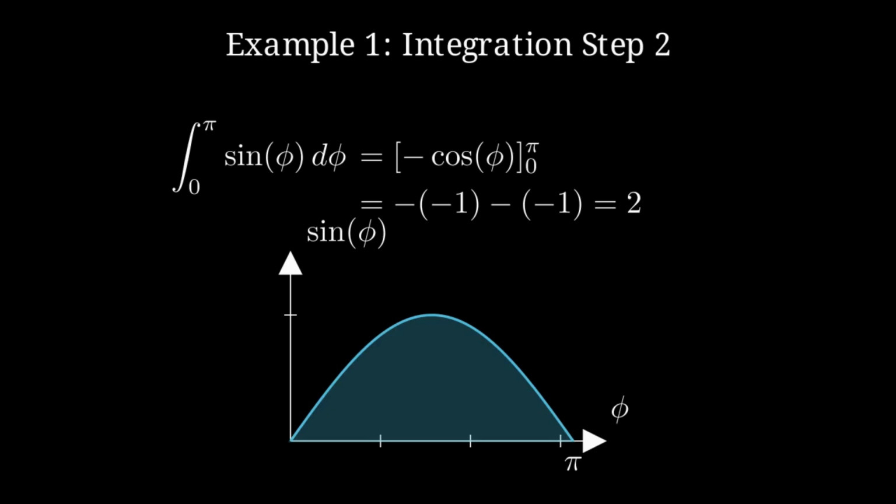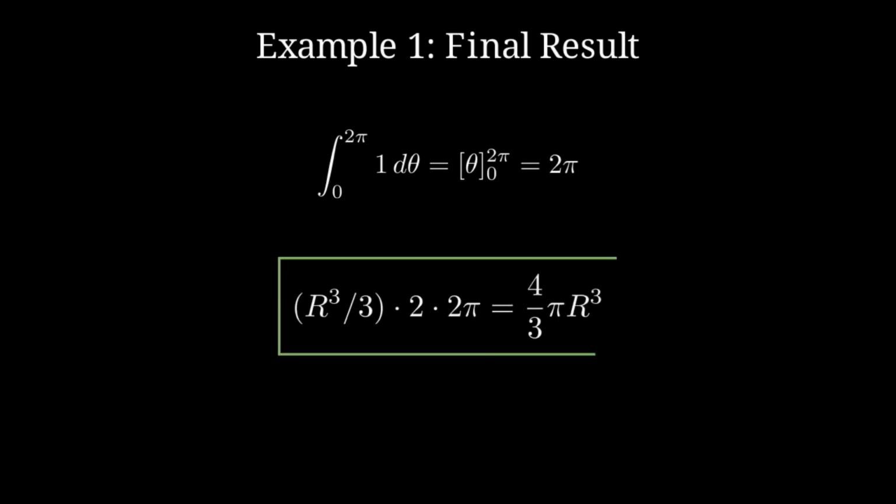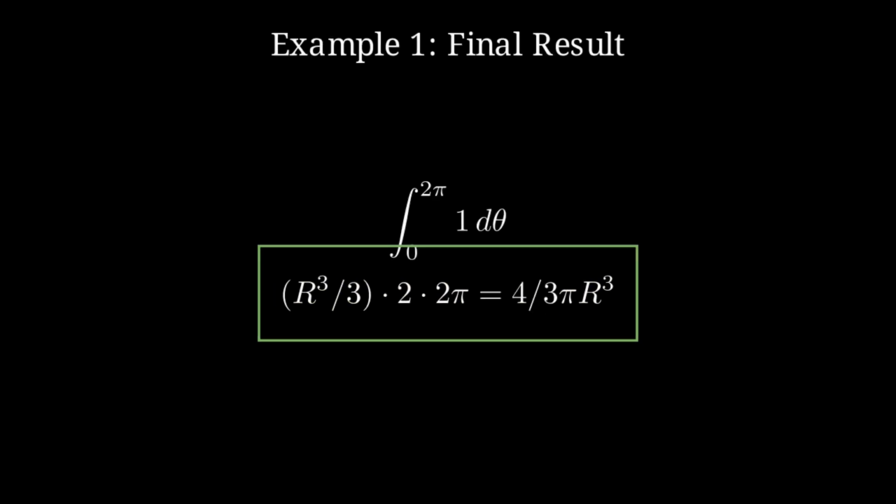We are almost there. Finally, we integrate with respect to theta from 0 to 2 pi, which simply gives us 2 pi. Multiplying everything together, r cubed over 3 times 2 times 2 pi results in the classic formula, 4/3 pi r cubed. What if we only want the volume of the upper hemisphere?